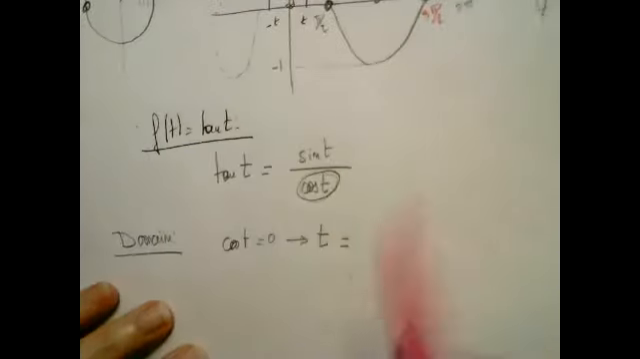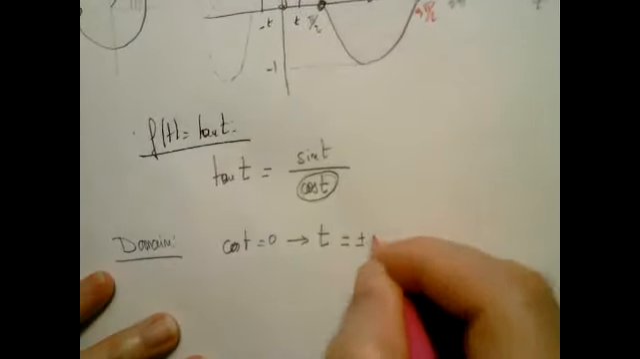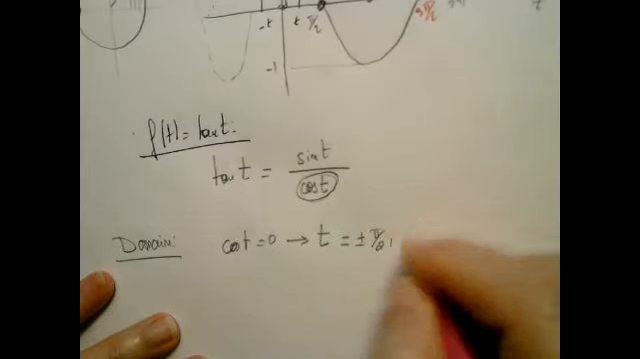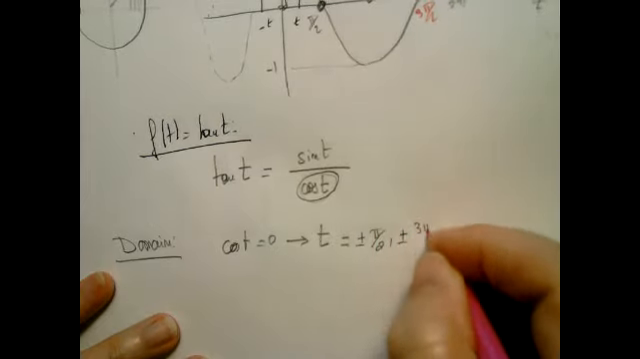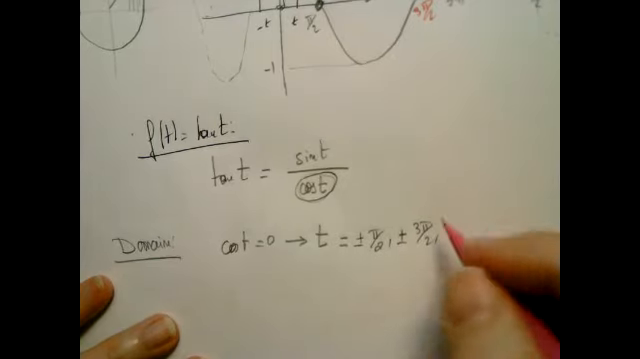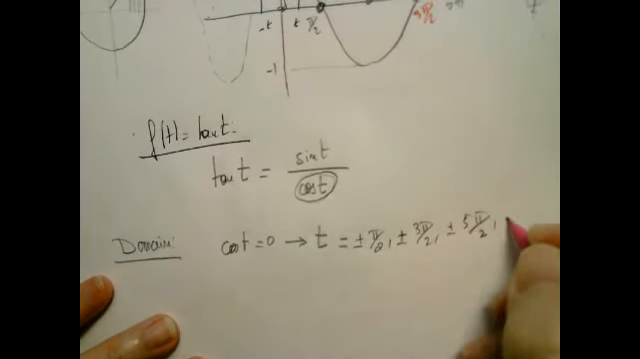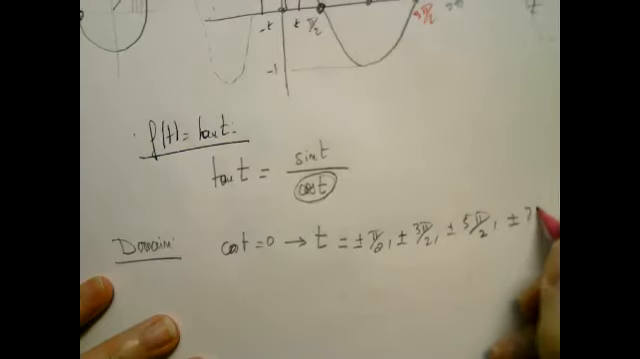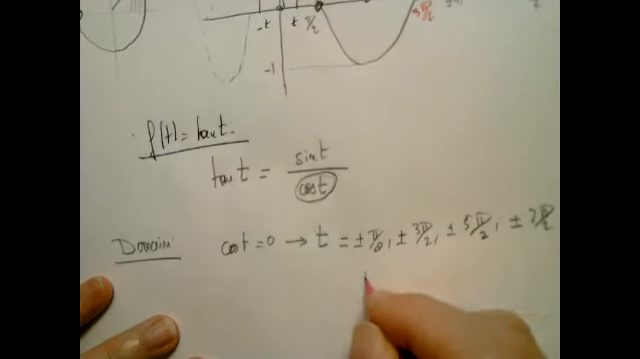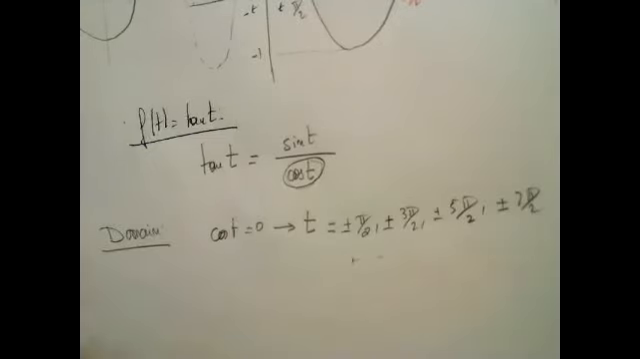So in general, it's going to be plus or minus pi over 2, plus or minus 3 pi over 2. The tangent doesn't make sense here. Plus or minus 5 pi over 2. All the odd multiples, 7 pi over 2, and so on and so forth. So that's where the tangent totally doesn't make sense.